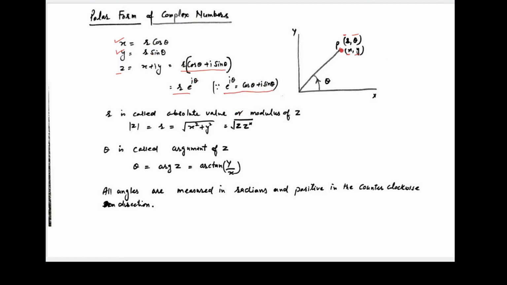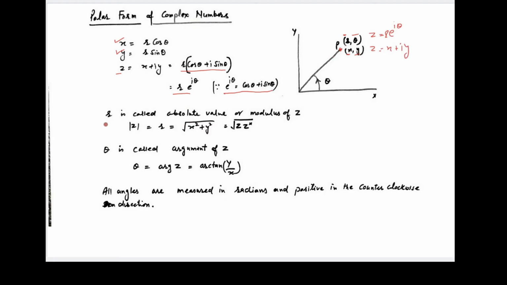Now this point represents a complex number z, and in polar coordinate system this z point is represented by r e raised to iota theta, and in Cartesian coordinates this point is represented by x plus iota y. This point represents this z.